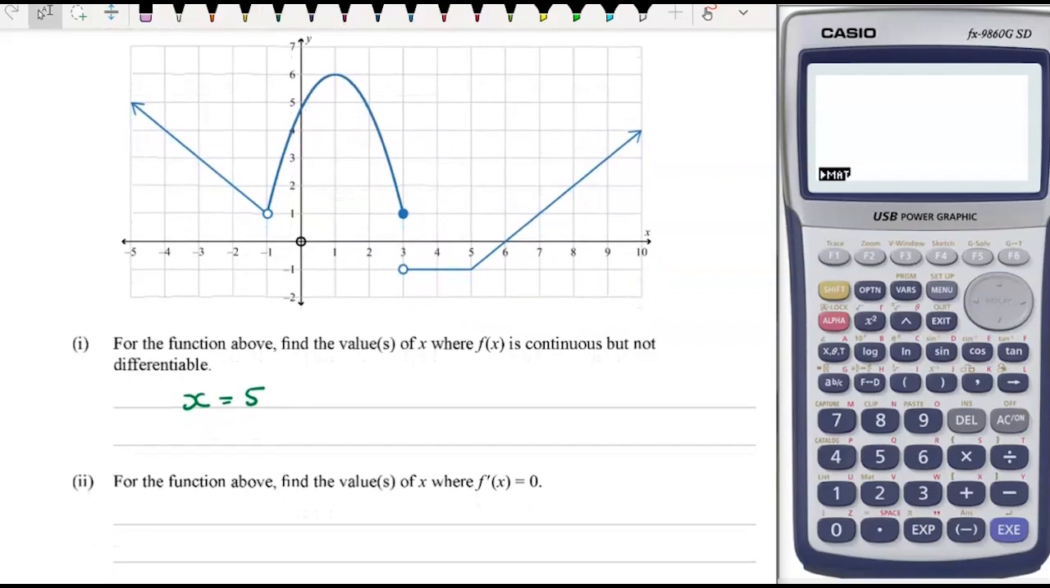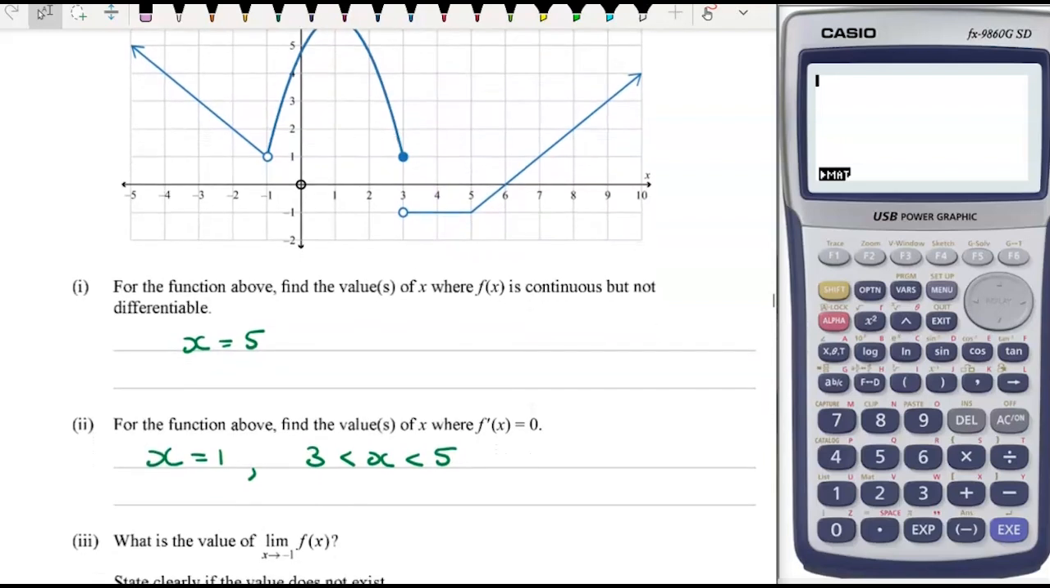For the next bit, we want to find the values of x where the derivative is equal to 0. So equal to 0 happens at turning points or when the graph is horizontal, flat. So turning point is just here at x equals 1. And then the graph is flat between 3 and 5. And we're going to go with a strictly less than, not less than or equal to, because we actually can't differentiate it at 3 and we can't differentiate it at 5. So it's got to be between those two, not equal to them.